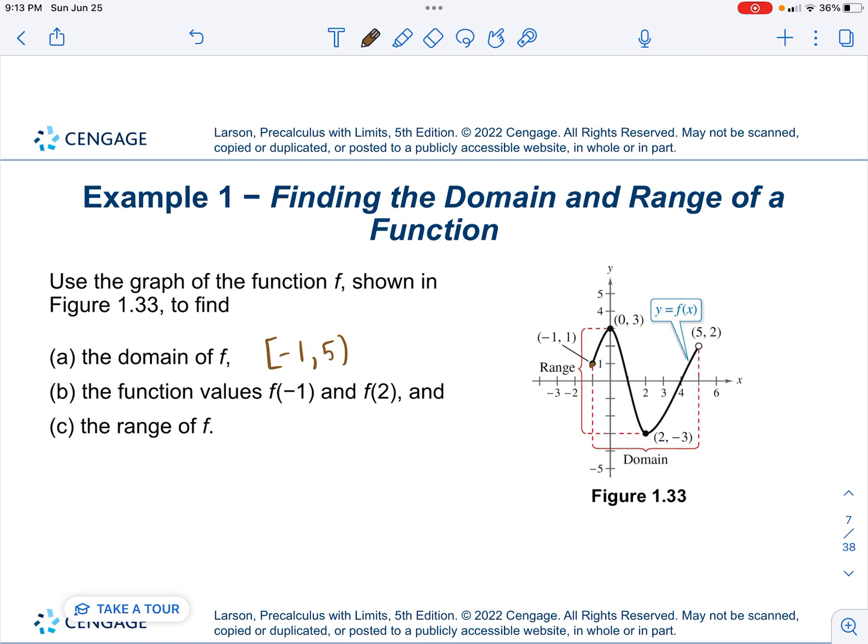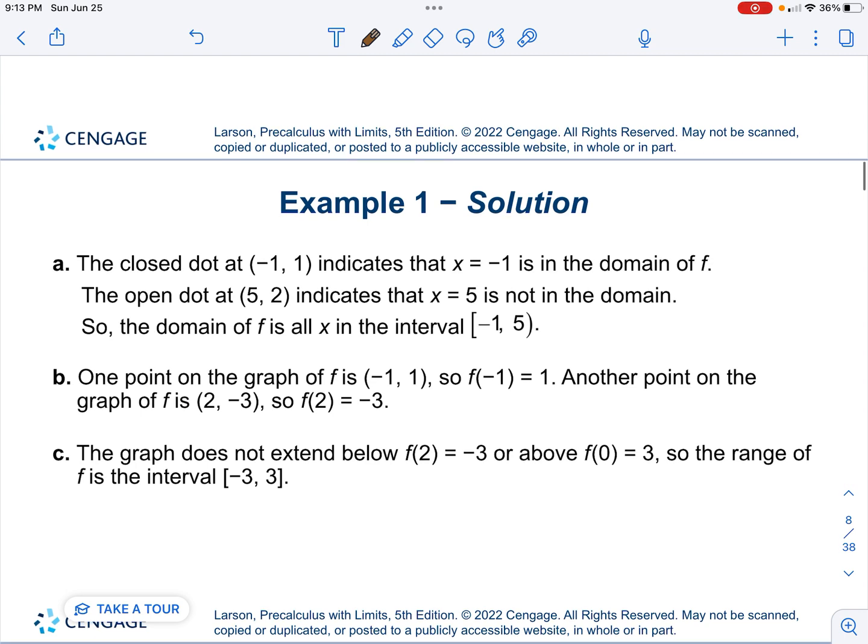Next two questions are just function questions. At x equals -1, the y value, or the height of the point, is 1. F of 2, if you go to 2, find the point, and the y value is -3. Range, you go from the lowest that the graph goes up to the highest that it goes, where it's defined on the y-axis. The lowest would be -3. The highest would be 3. Those are both closed circles or solid, so both square brackets. Here's the solution typed out.